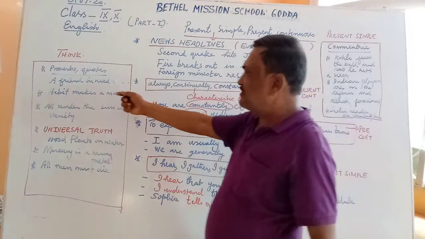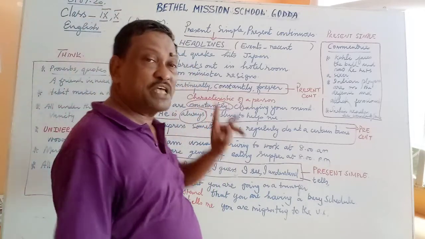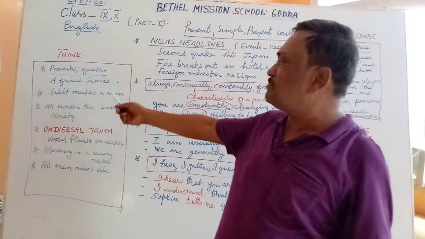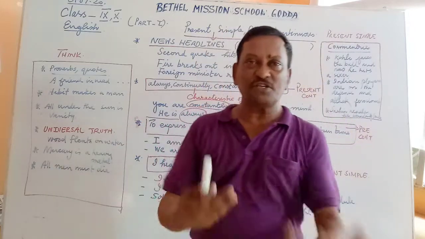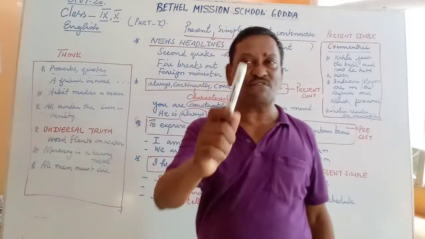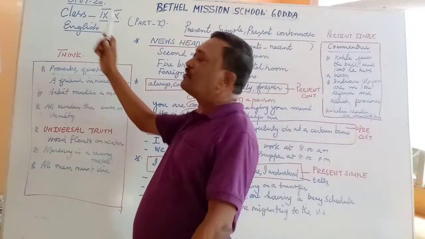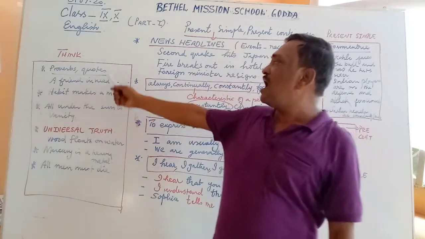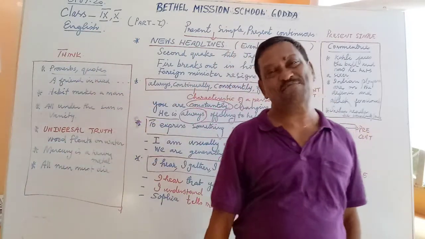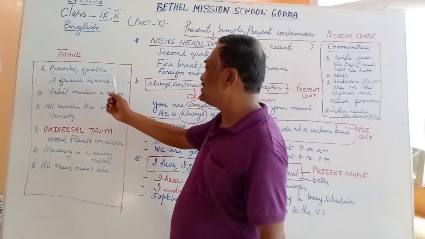And then, when we come to this side, you will see proverbs and quotations. What do you mean by a proverb? A stitch in time saves nine. It is a proverb. A friend in need is a friend indeed. Again, it is a proverb. So you can understand that all the proverbs are written in present simple. Remember, all the proverbs are written in present simple.